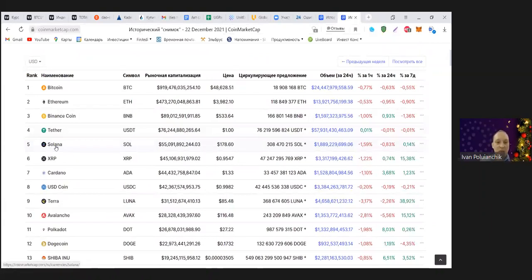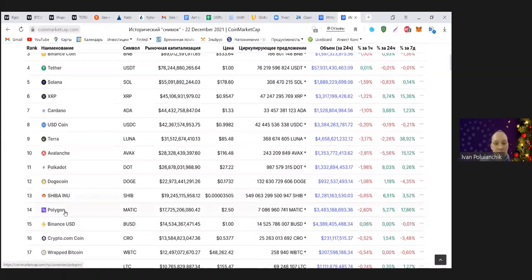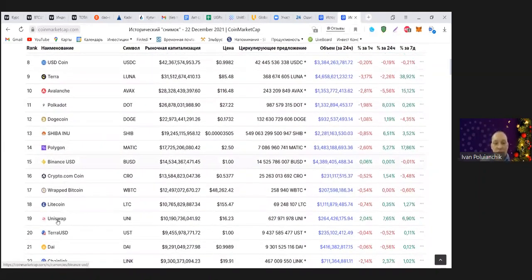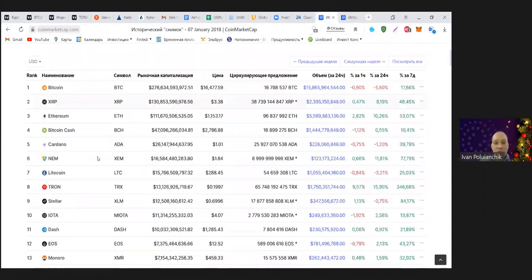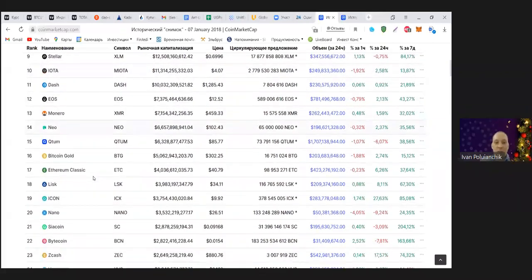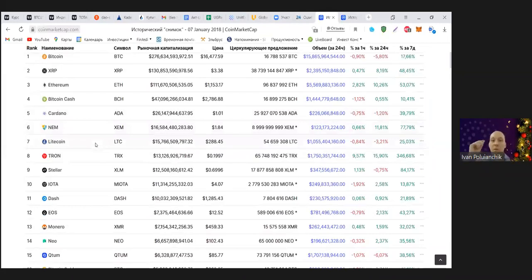Ethereum second, Binance Coin third, Tether, it's a stable coin, Solana, XRP, Cardano, USD Coin, Terra, Avalanche, Polkadot, Dogecoin, Shiba Inu, Polygon. Some of those blockchains didn't even exist back then. Uniswap, you didn't have those coins in 2017. Almost none of them existed, but if they did, they were somewhere in the bottom.